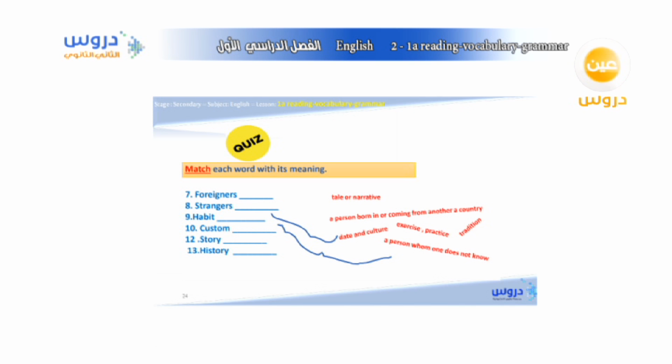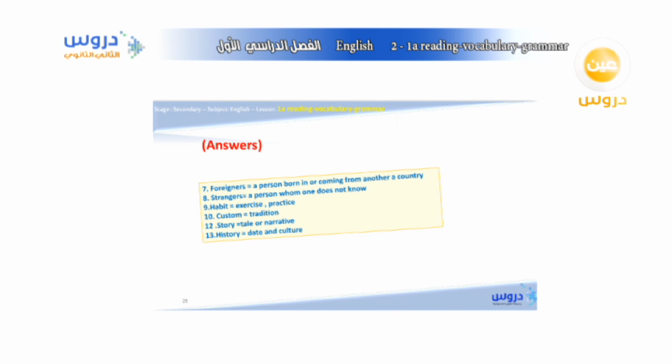Habit. What is habit? It's an exercise or practice you do, sometimes good, sometimes bad, we don't know. And custom, it's all about tradition. Custom is about tradition. And story is a tale or narrative. And finally, history, which is dates and culture. For example, in 1947 there was something, and World War I happened. This is what we call history. So these are the answers, and we have to move on.